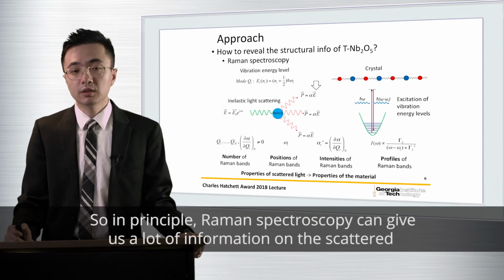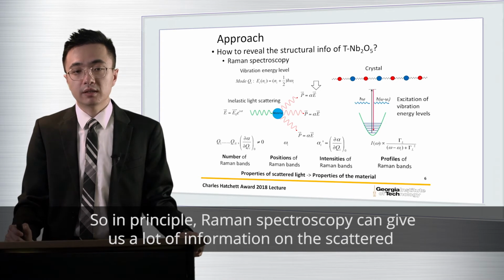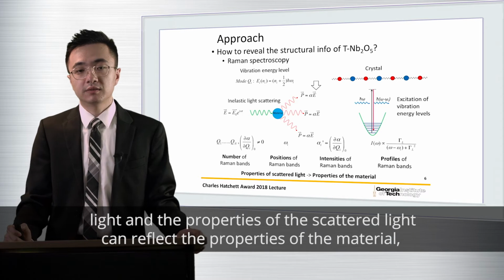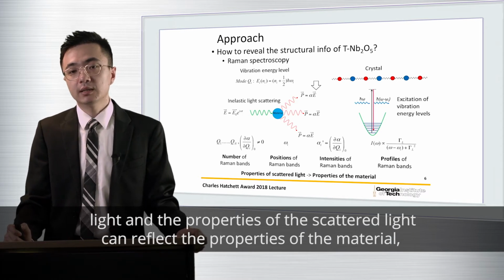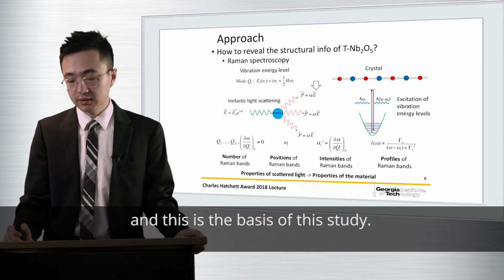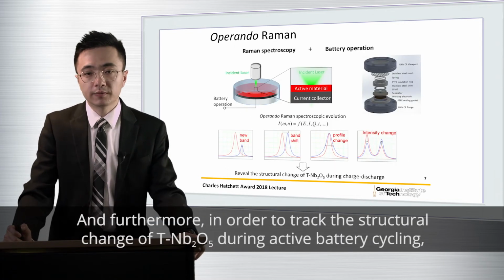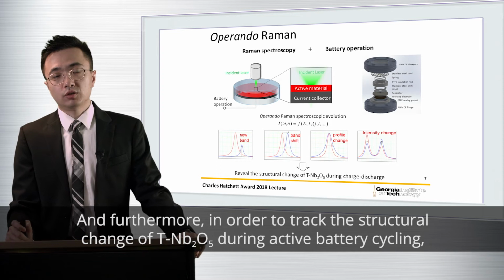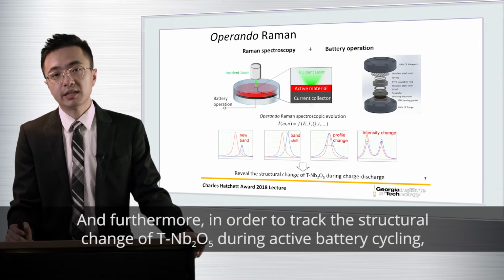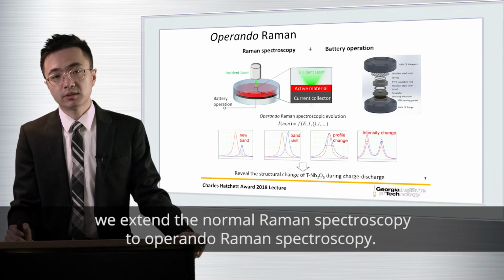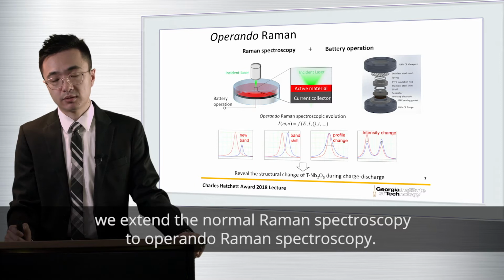So in principle, Raman spectroscopy can give us a lot of information on the scattered light, and the properties of the scattered light can reflect the properties of the material, and this is the basis of this study. And furthermore, in order to track the structural change of T-niobium oxide during active battery cycling, we extend the normal Raman spectroscopy to operando Raman spectroscopy.